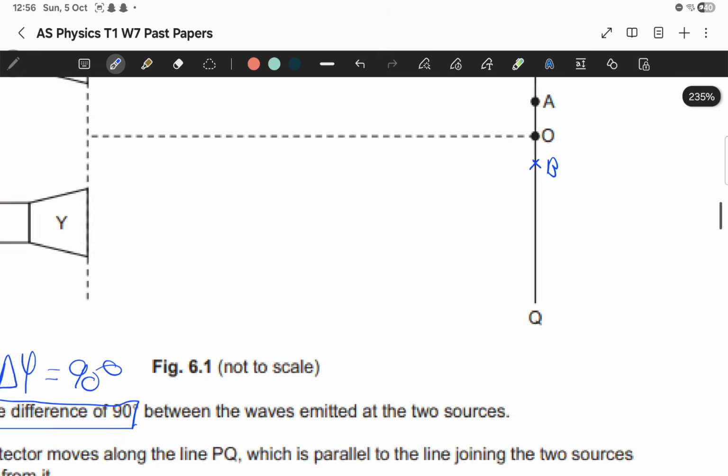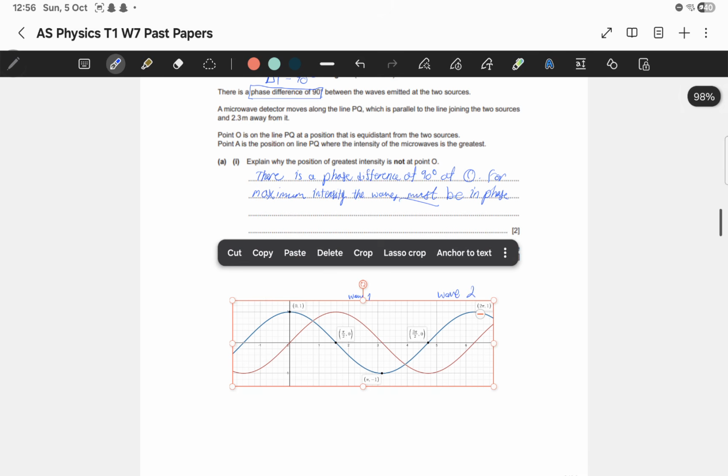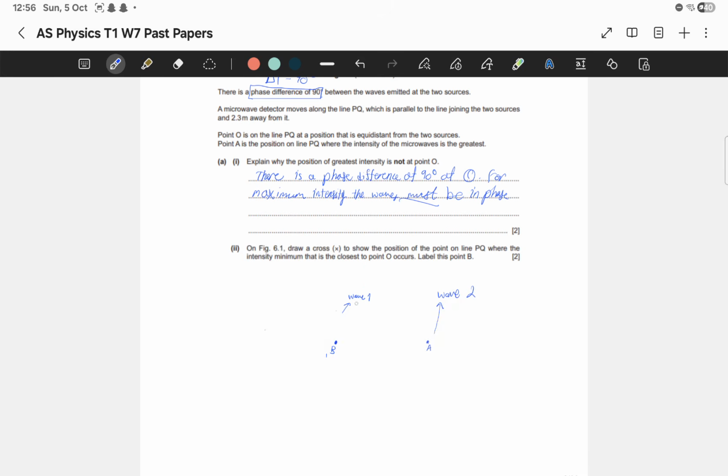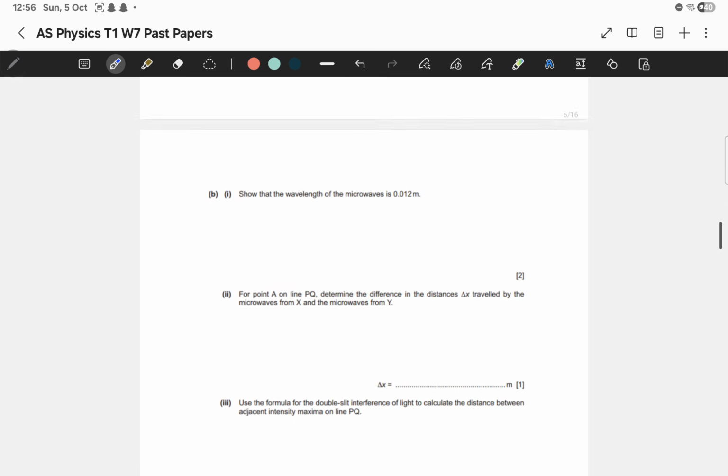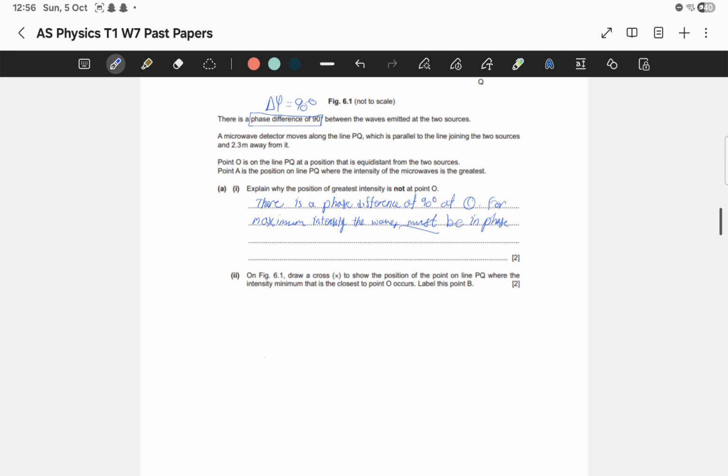Essentially, ignoring all of this, don't follow this. This is honestly dumb of me to even include. Okay, OB and OA are at the same distance. Just memorize it if it comes, because the written answer is going to be copy paste.